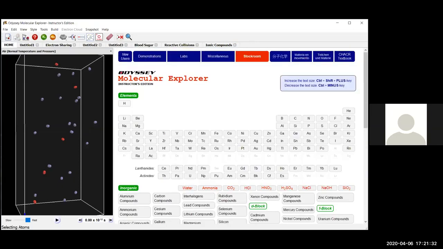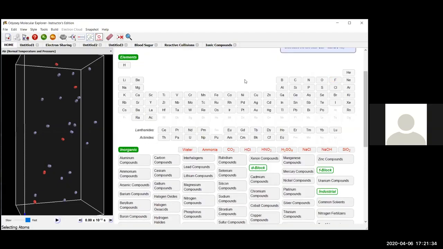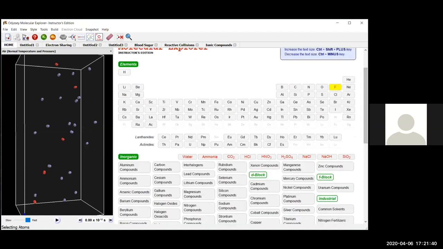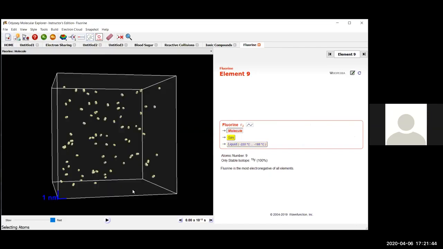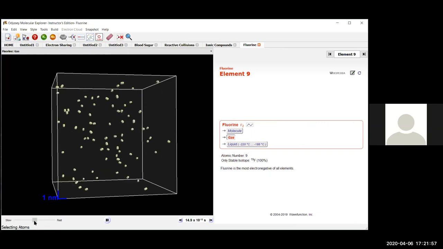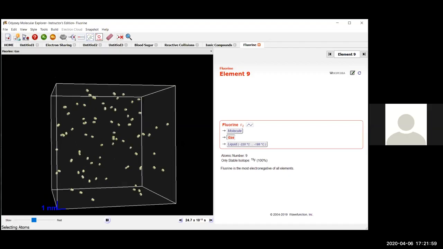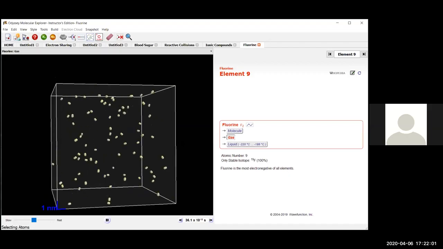So in the stock room, there are models of all the elements, most of the allotropes, and so on. I will go to the fluorine page here. So fluorine molecule, fluorine gas. So I'm pulling here fluorine from the stock room, and if I run the simulation, obviously this is not something you would use fluorine in a teaching lab. No way you would do that.